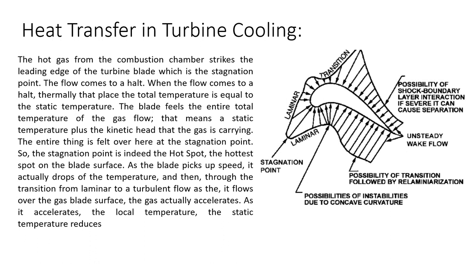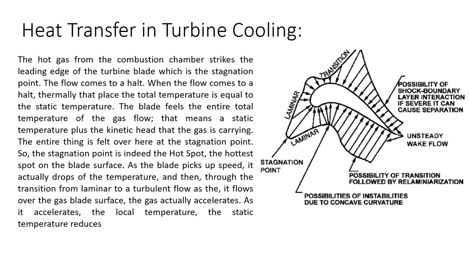As the blade picks up speed, it actually drops in temperature, and then through the transition from laminar to turbulent, as the flow goes over the blade surface, the gas actually accelerates. As it accelerates, the local static temperature reduces. So from the stagnation point to the leading edge, it'll accelerate. The flow of air will accelerate because of the way the blade is designed. Correct. So therefore it will take away the static temperature. So therefore at the trailing edge you'll have a lower temperature.